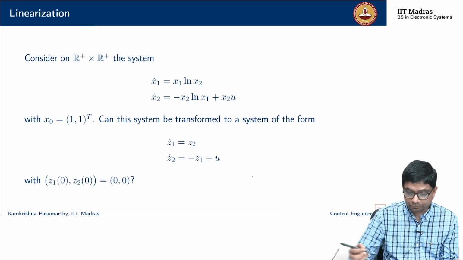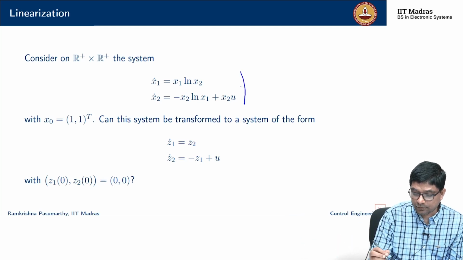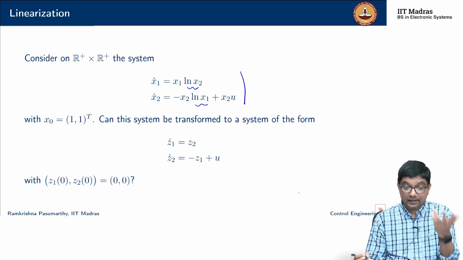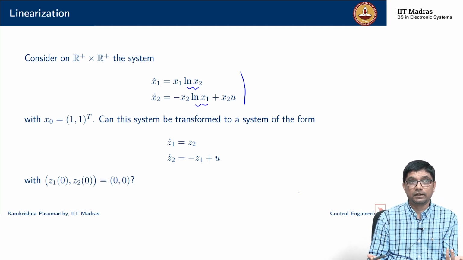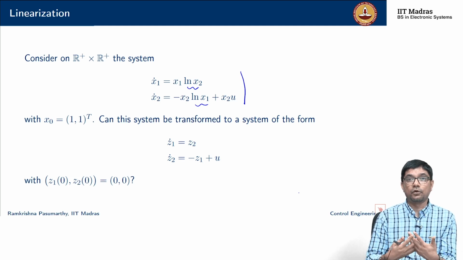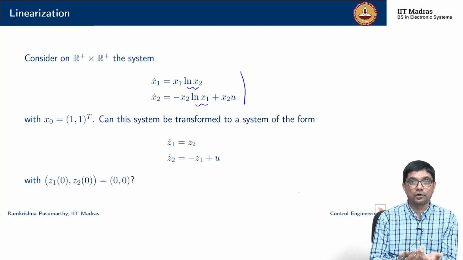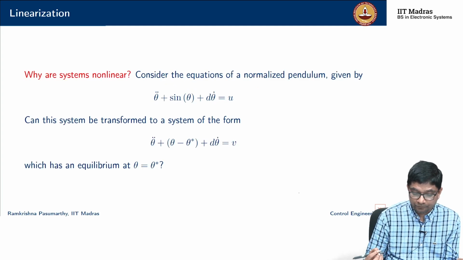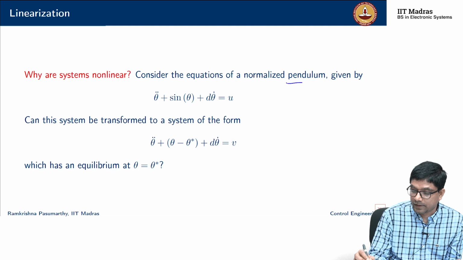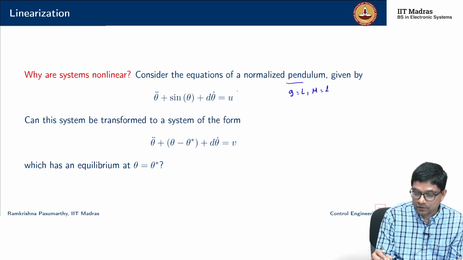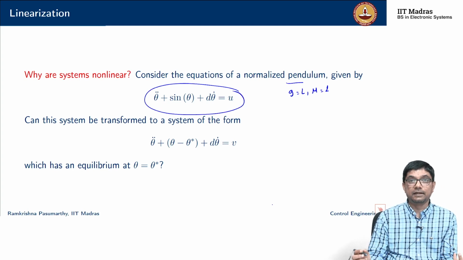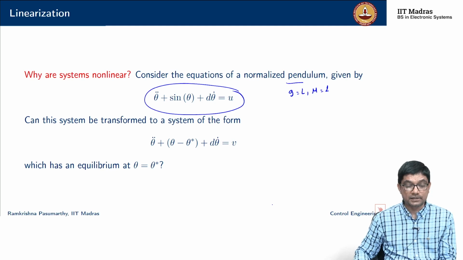Okay, now I start with a system. Of course, there are these logarithmic terms which make them highly non-linear. Is this system equivalent to a linear system? A system can be non-linear because somebody wrote it in the wrong coordinate system. Okay. Now consider a normalized pendulum. Again, I am just assuming g equal to l equal to m, everything is equal to 1. So I just have this one, right. So theta double dot and so on. Can I write it as a linear system by some magic?